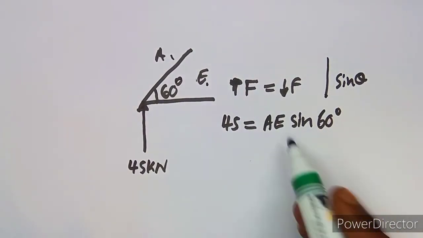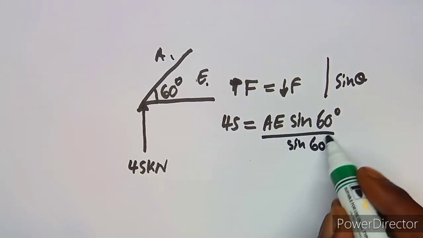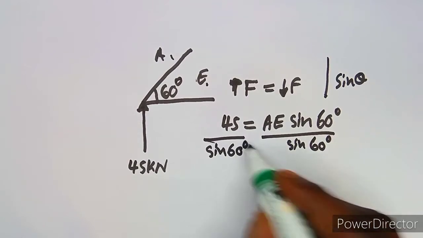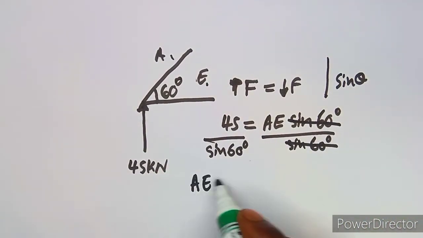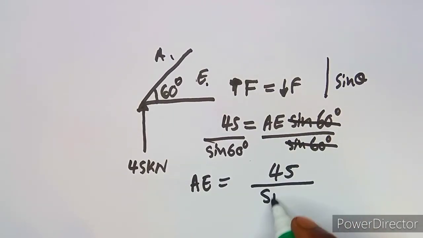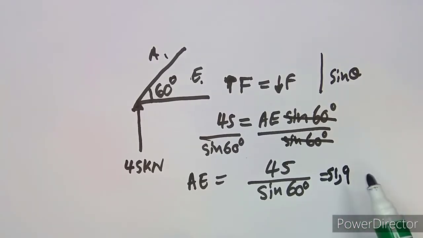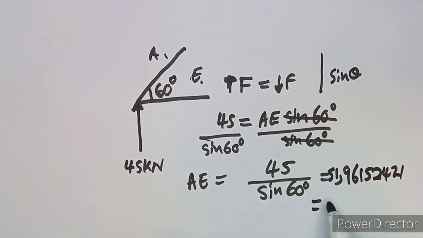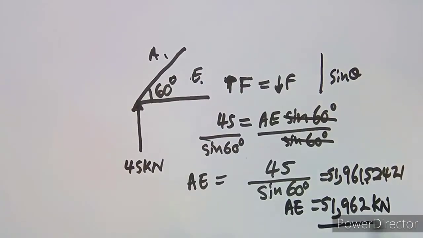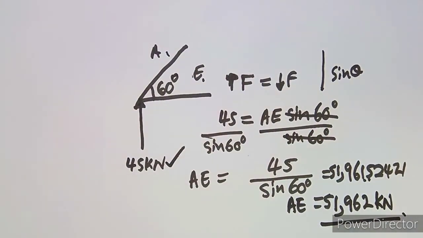So how can I calculate AE now? I can definitely divide by sine 60 degrees, so this can cancel. I have my AE, which is equivalent to 45 over sine 60 degrees. So easy like that, you can calculate your AE. From here, I obtained something like 51.96152. I can round off to 3 decimal places again, which is going to be 51.962. So that's my AE in kilonewtons.